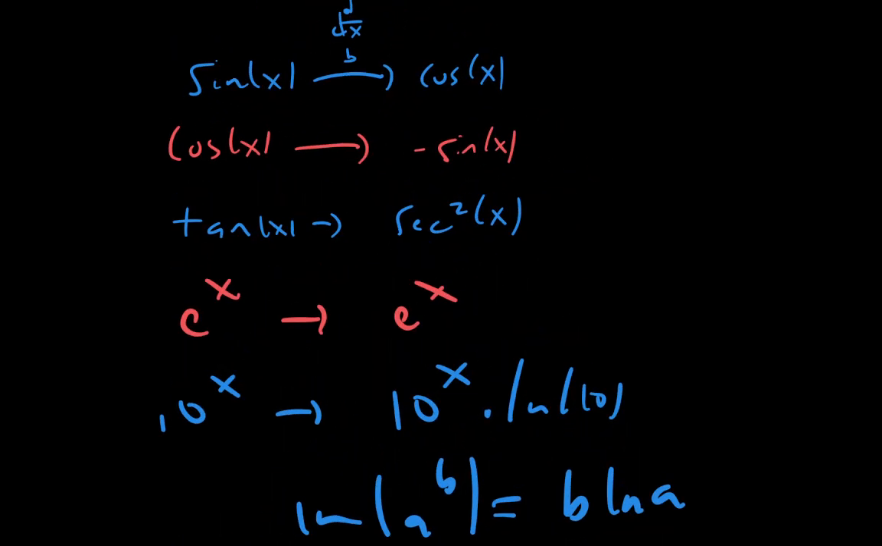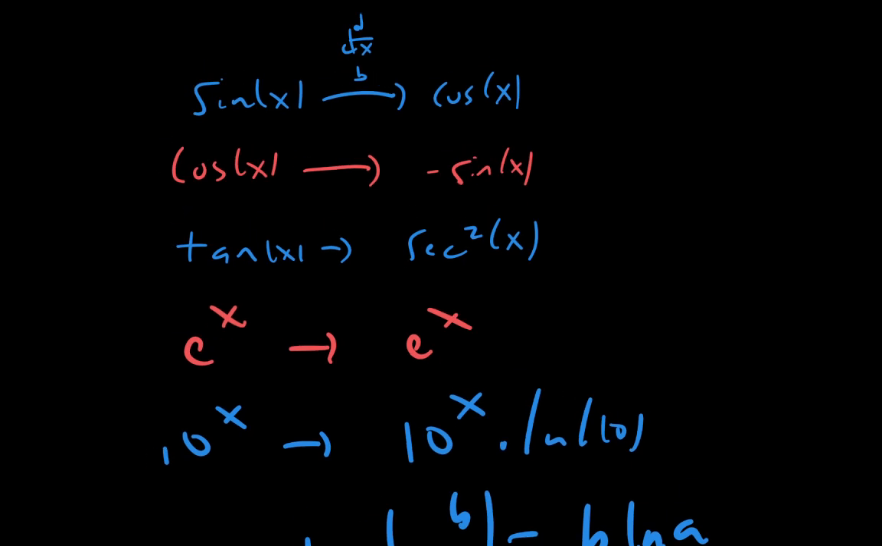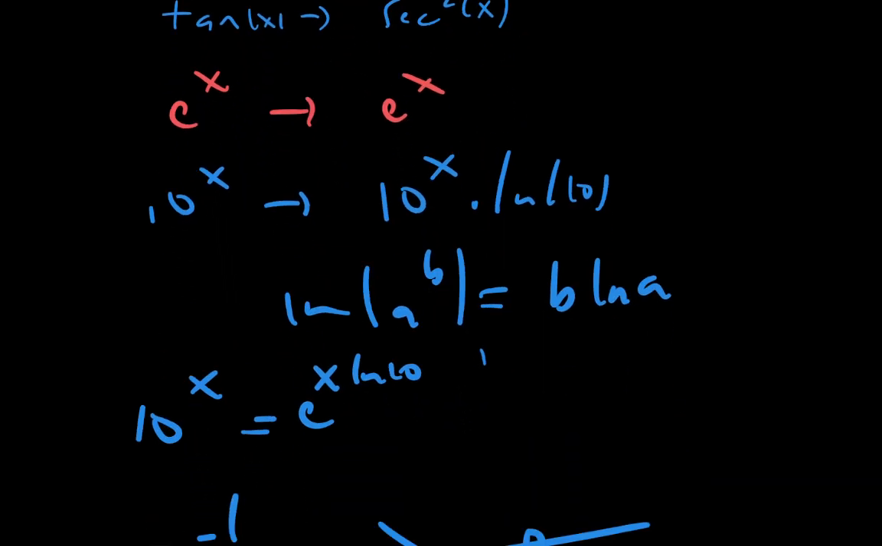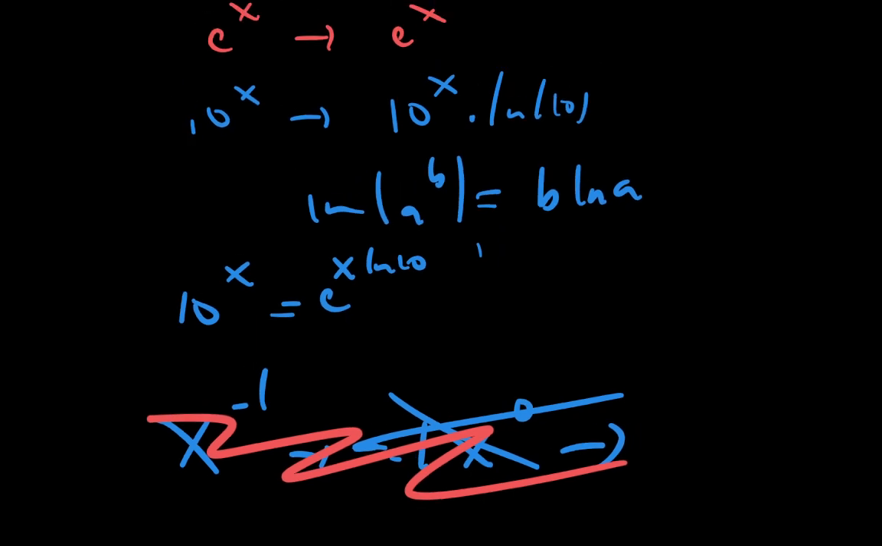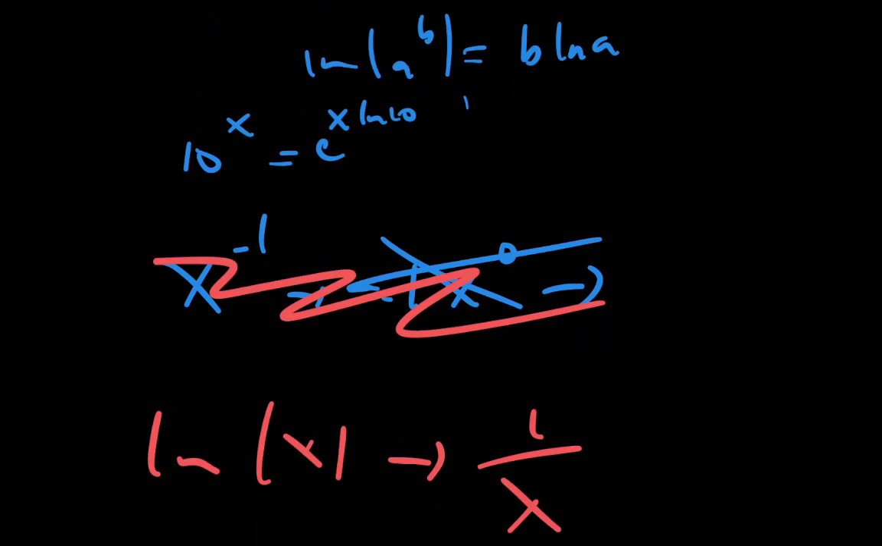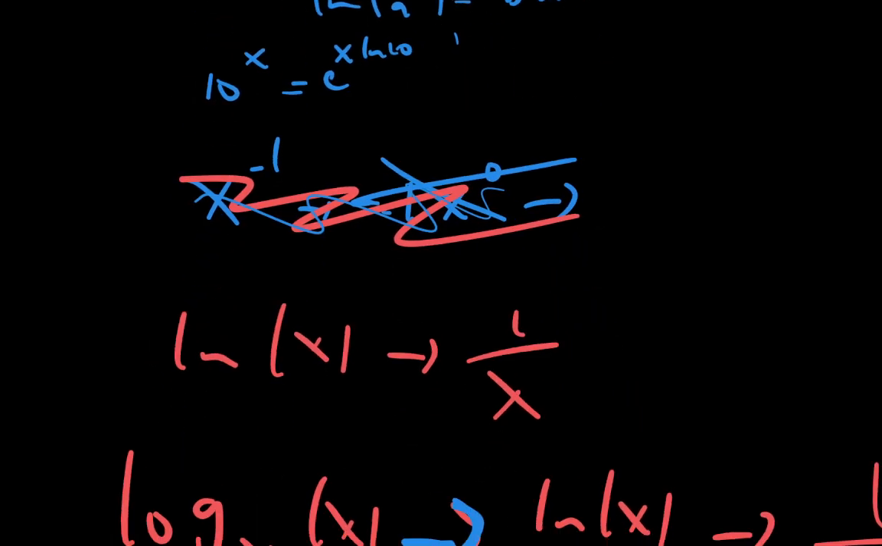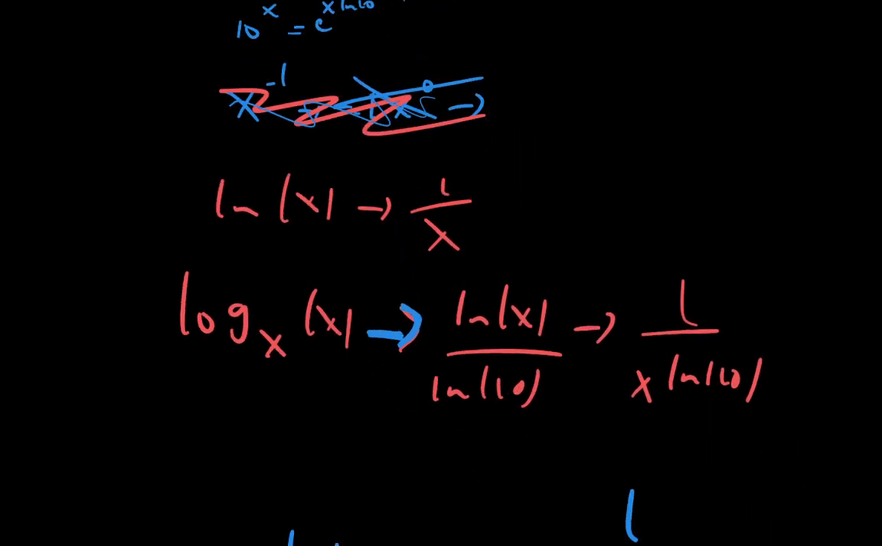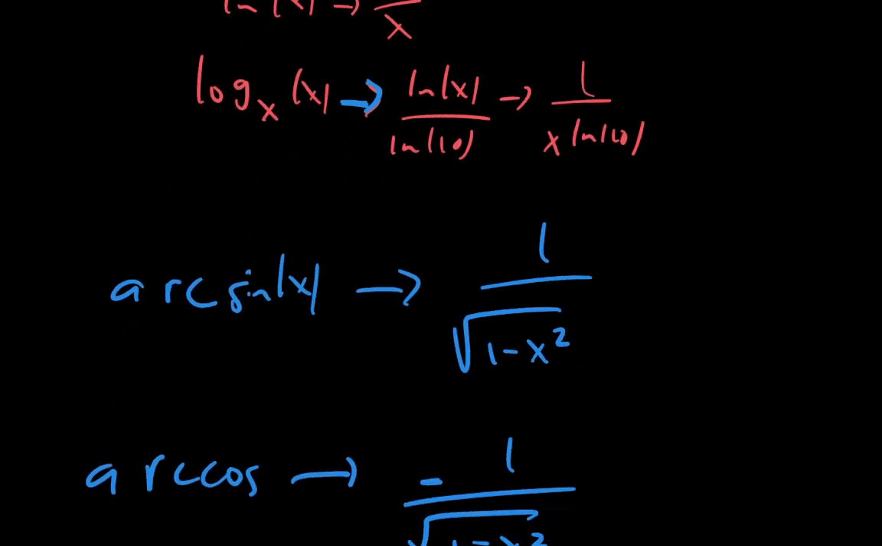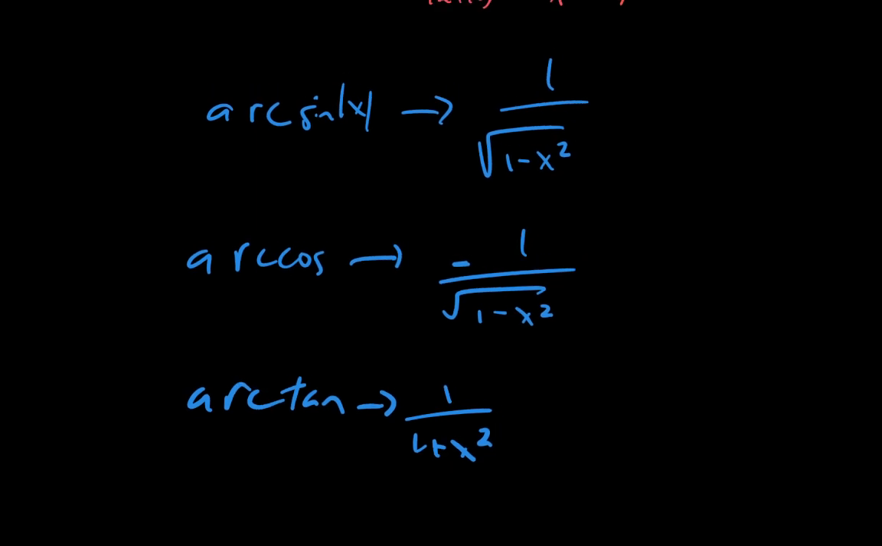So we had our trig functions, our exponential, our almost wrong power rule, natural log, and other logarithms, and then our inverse trig functions.